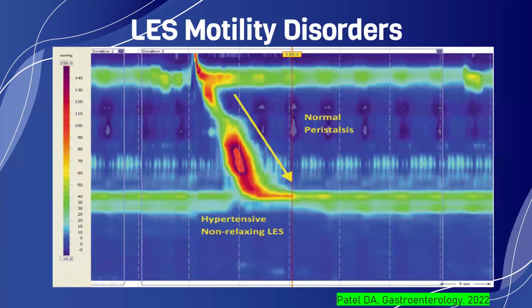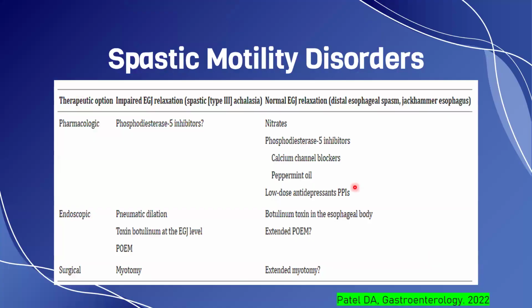So, lower esophageal motility disorders. This is due to the hypertensive non-relaxing lower esophageal sphincter, which is defined as pressure greater than 45 millimeters of mercury with relaxation greater than 75 percent. These are also under an umbrella term of spastic esophageal motility disorders, and are managed in a stepwise manner based on the esophagogastric junction relaxation.